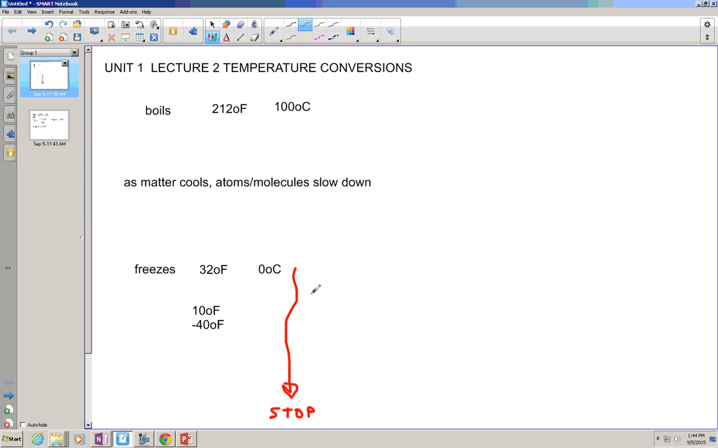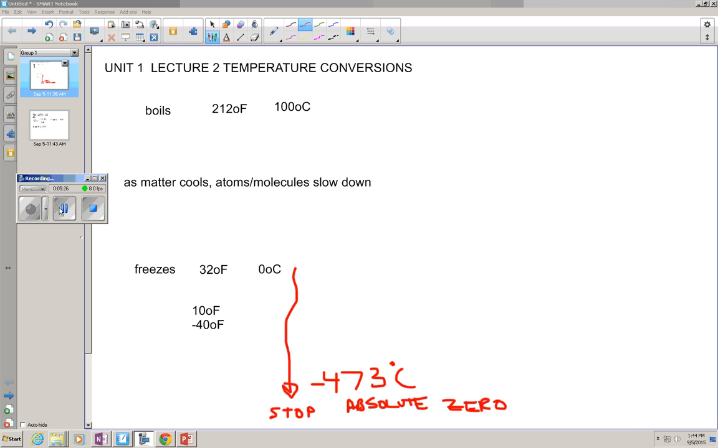And you may have heard this before. This temperature, which happens to be negative 473 degrees Celsius, is what we call absolute zero. And we say absolute zero because that's it. That is as cold as anything can ever get. Nothing can ever get colder than absolute zero. Why? Well, how much more stopped can you get than stopped? If you think about that a little bit, it should make some sense.